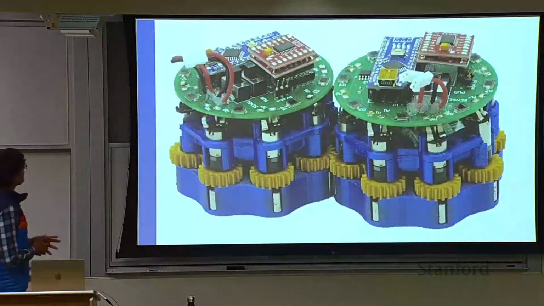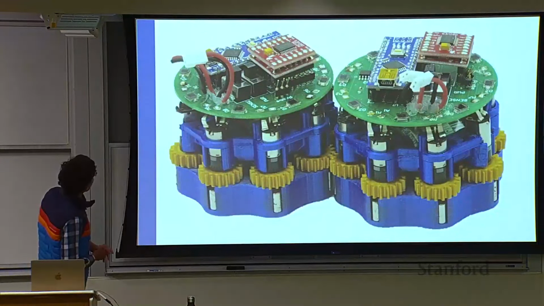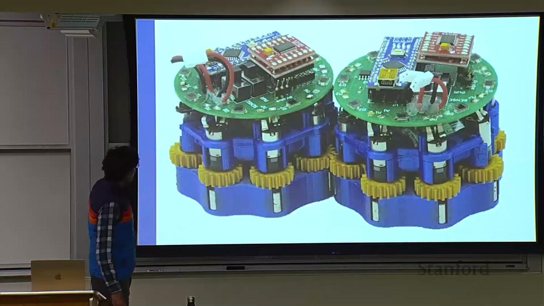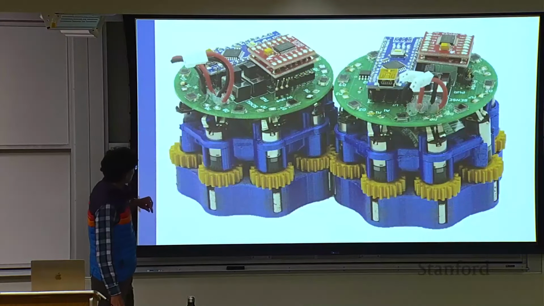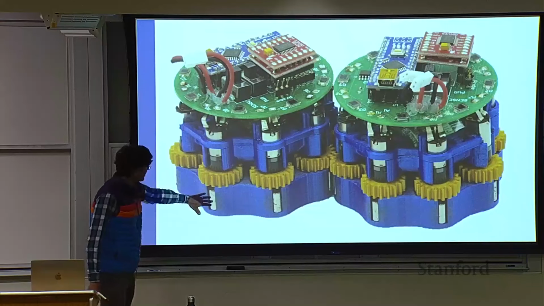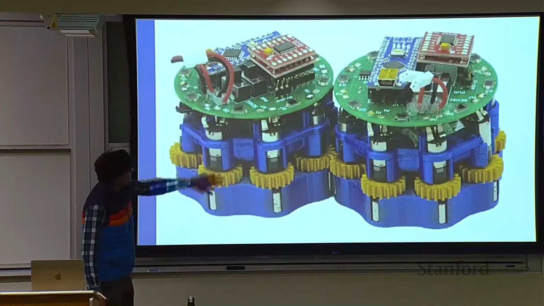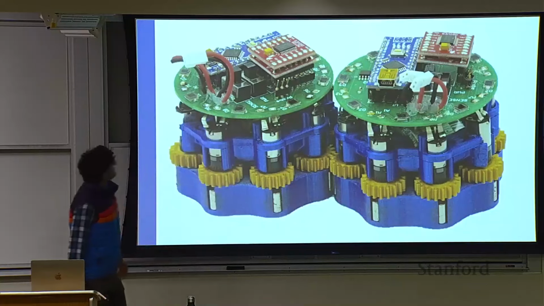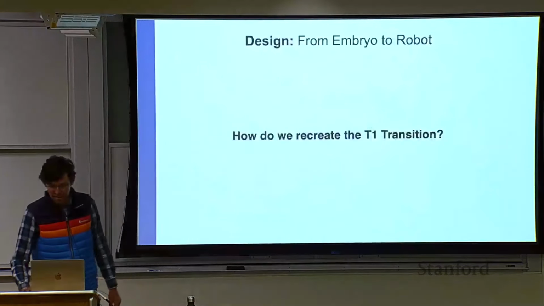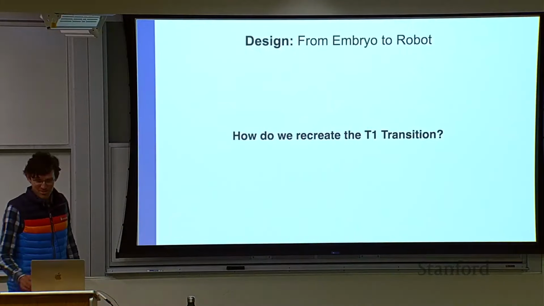So we put it all together, and this is our beautiful little robots. There's a little custom circuit board on top, a bunch of the cheapest motors we could find on Amazon here. There's the batteries, the gears, and a couple of them touching together, and here's the sensors you can see there. And so then the question is, can we do a T1 transition with all that stuff?